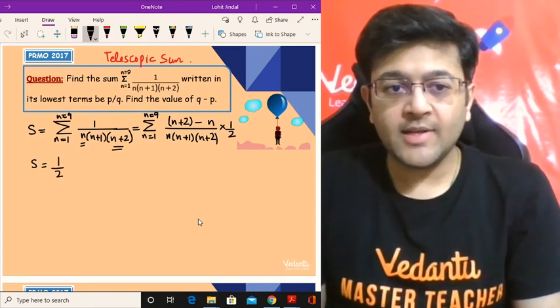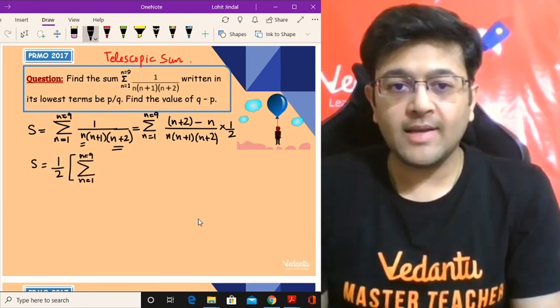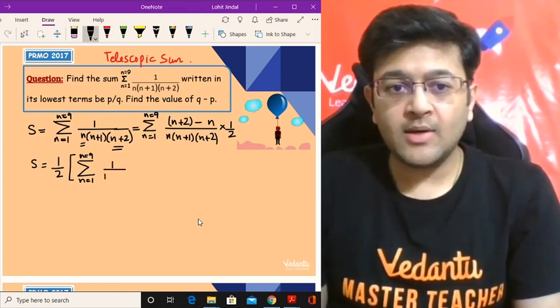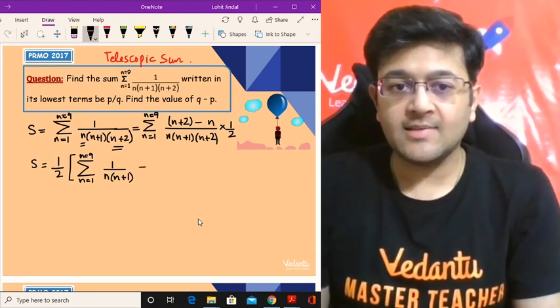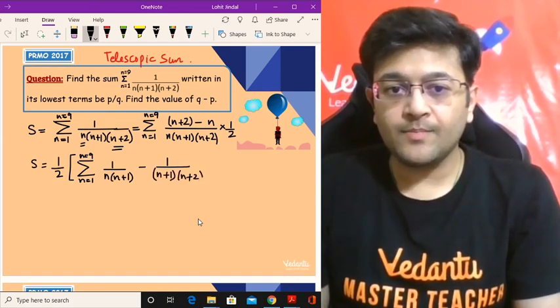So taking half outside, you will see here the term can be written as sum from n equal to 1 to 9. So if you split this term, you will get 1 upon n into n plus 1, because n plus 2 will get cancelled, minus the second term, n will get cancelled and you will get 1 upon n plus 1 into n plus 2. Alright, so this is the term.